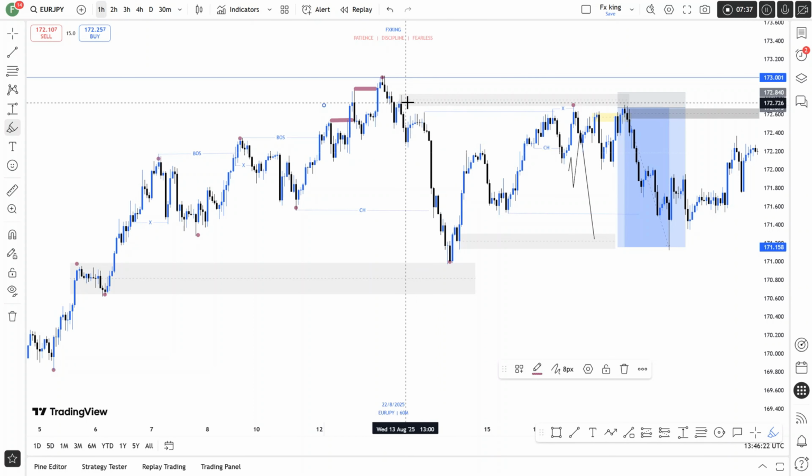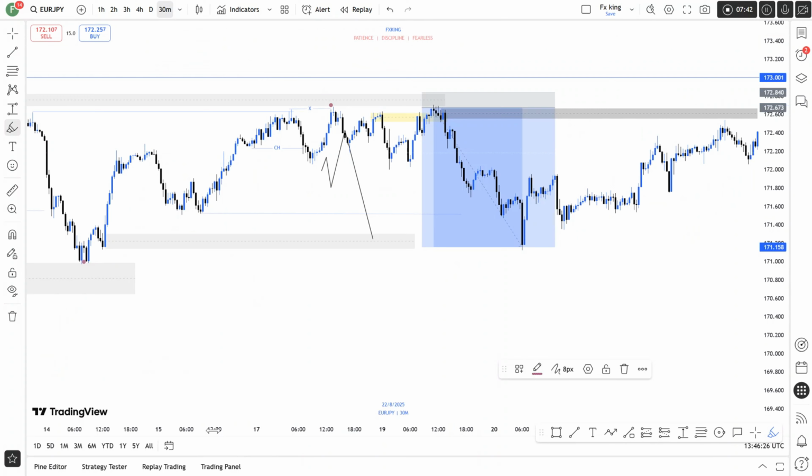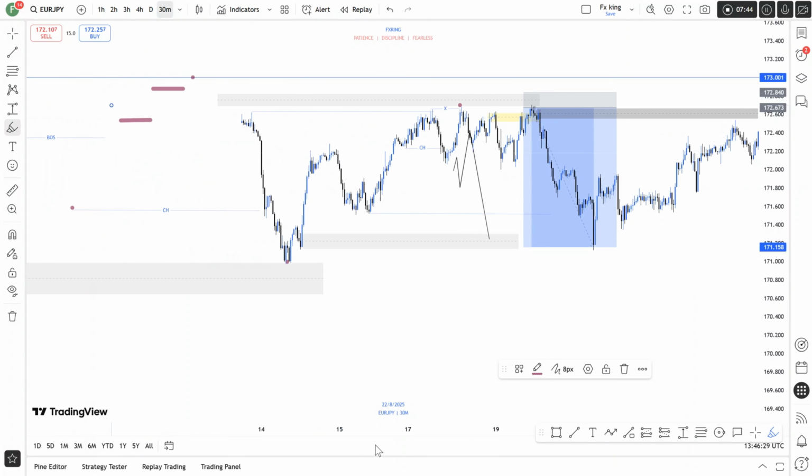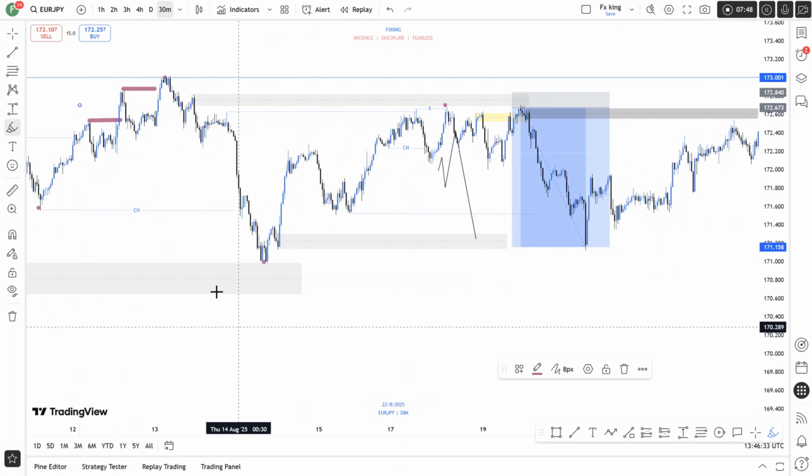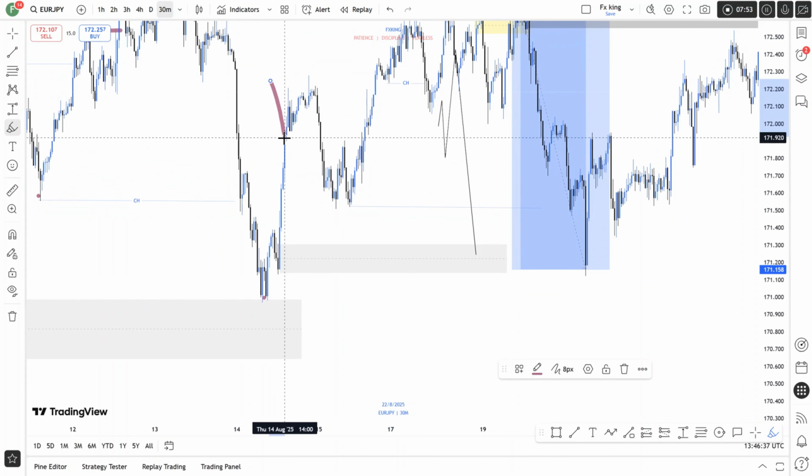Now, this zone was marked across other time frames. For example, let me show you how the zones look on our 30 minutes time frame. So you can see here now on the 30 minutes time frame that we have a clear order block on this 30 minutes time frame. Sorry about that.